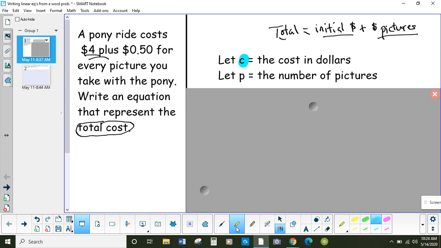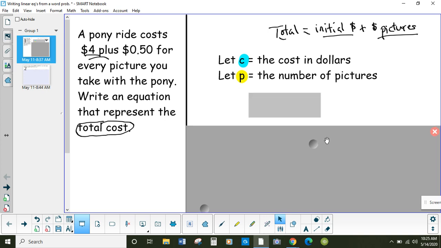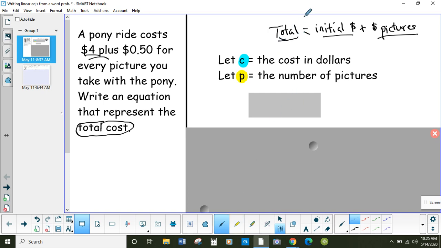Total cost is missing, so I'll let one letter equal that. And what else is missing? How many pictures we're taking is missing, so I'll let another variable equal that missing value. So now we can write the equation. So the total cost, we don't know that, right? We don't know how much we're going to pay. It depends on, or equals, how many pictures we take.